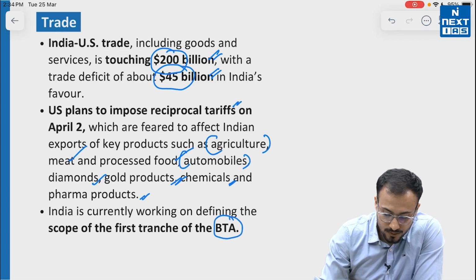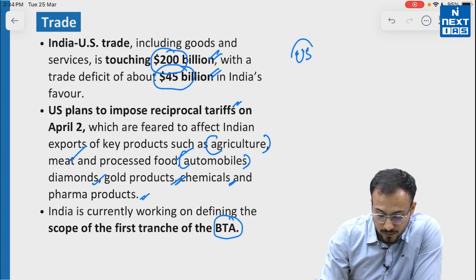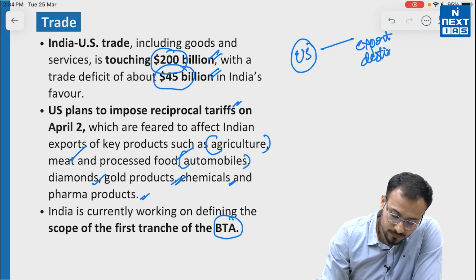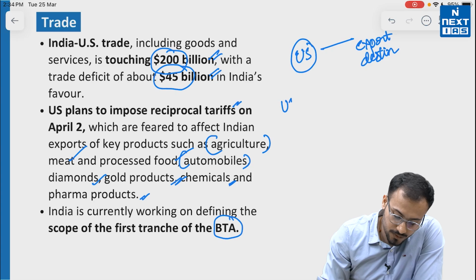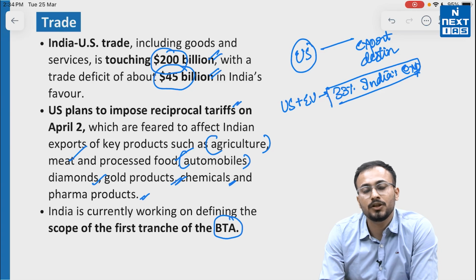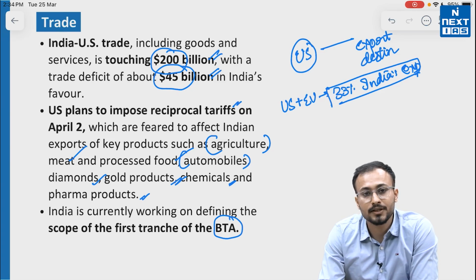So here, the US is one of the largest export destinations of India. By one measure, the US plus the EU constitute around 33% of India's exports. So what happens in the US and what happens in the EU has a direct implication for India's trade.